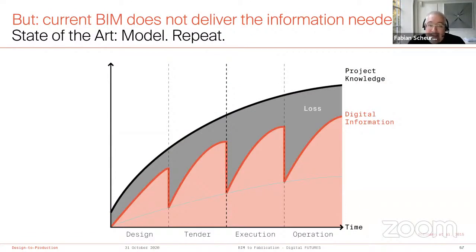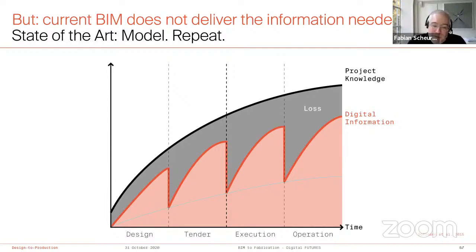The problem that we're facing is that BIM does not deliver the information needed. This is a diagram that I snatched out of Bormann's BIM book from 2015, showing the increase of project knowledge from the design until the operation stage in black, and then red, that's the amount of digital information available in the process typically. And we all know this.